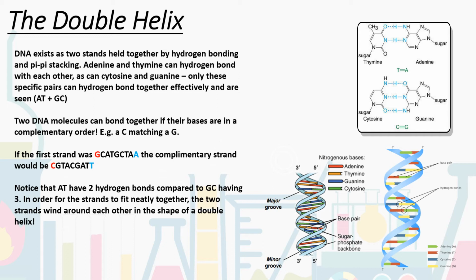In order for the strands to neatly fit together, the 2 strands wind around each other in the shape of a double helix. On the outside of this double helix, curving around, we have our sugar phosphate backbone, that polymer backbone. And in the middle, because the nitrogen bases protrude outwards, these bases pair up, A and T, G and C, to link the 2 strands together.